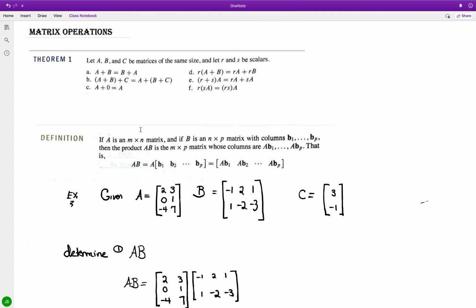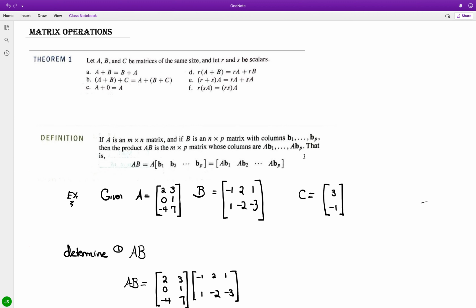We also have the associative property of multiplication in part F, and we'll be looking at operations between matrices, especially multiplication. By definition, if A is an m by n matrix, and B is an n by p matrix with columns b1 all the way up to bp, then the product AB is the m by p matrix whose columns are Ab1 all the way out to Abp.